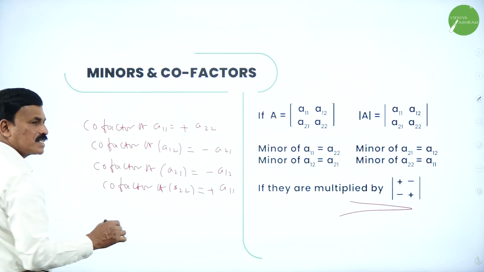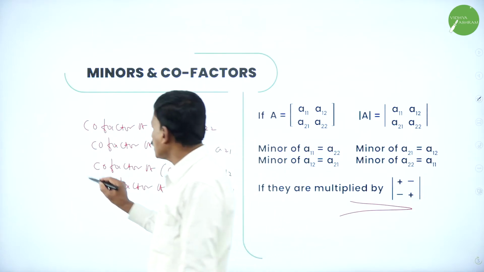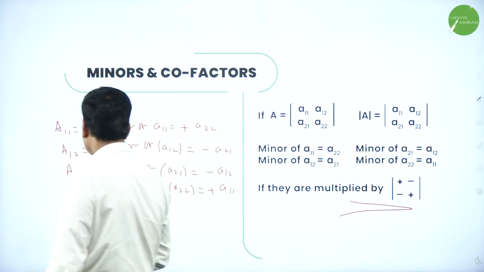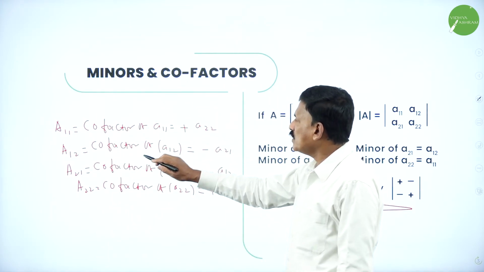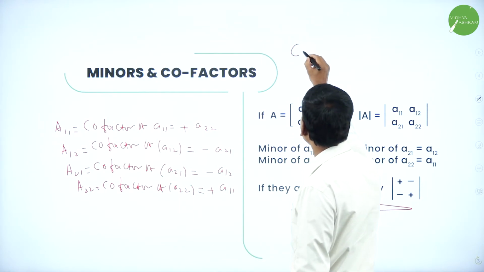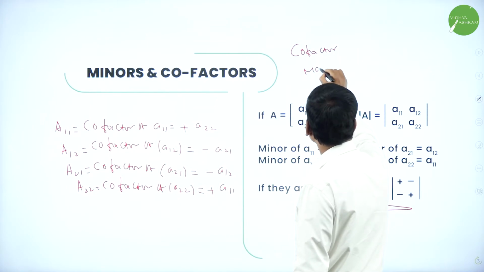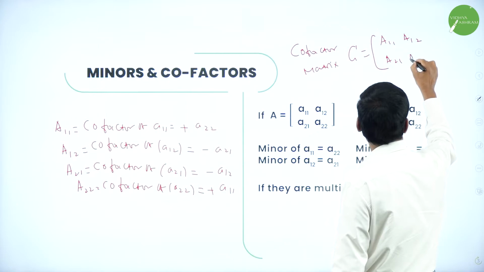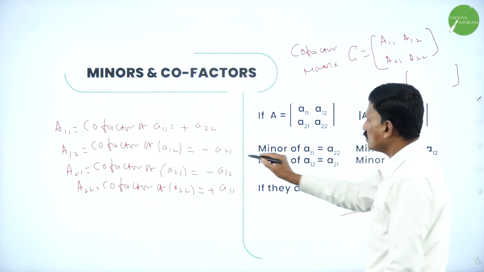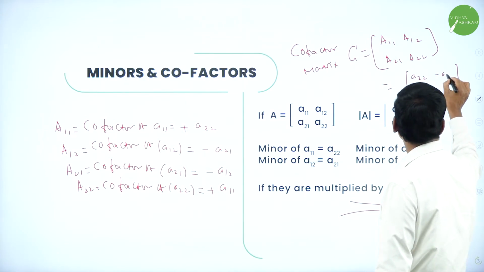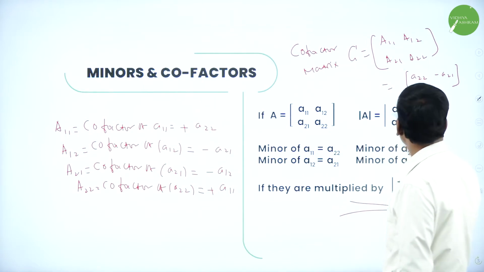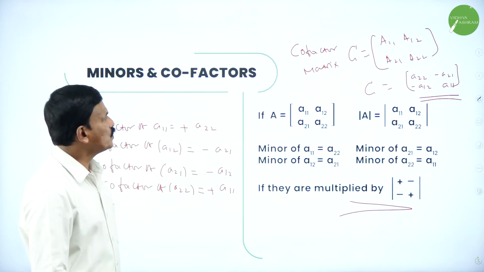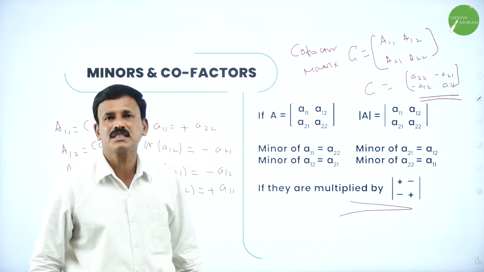So therefore, the cofactors can also be represented as capital A11, A12, A21 and A22. Okay. So the cofactor of this is A11, A12, A21, A22. Therefore, we can write the cofactor matrix C is equal to A11, A12, A21, A22. For this, we are getting the elements A22, minus A21 and minus A12 and A11. This is called the cofactor matrix, denoted as C. So the cofactor matrix is given by C is equal to A22, minus A21, minus A12 and A11. That's it. Hope you understood.